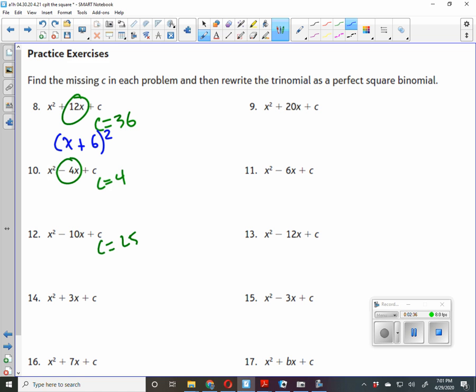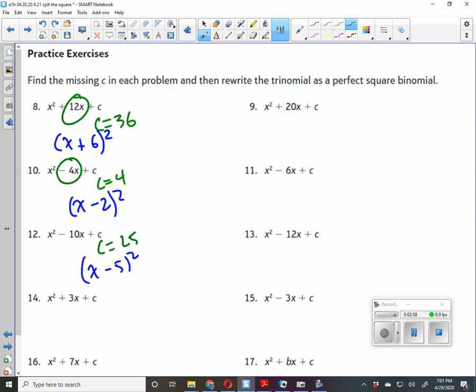Now keep in mind what we're doing by completing the square is creating this: x plus 6 quantity squared, x minus 2 quantity squared, x minus 5 quantity squared. So we're completing the square. We're making this a perfect square.